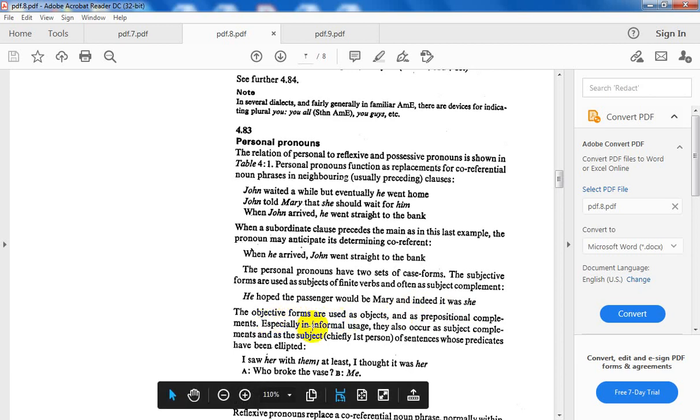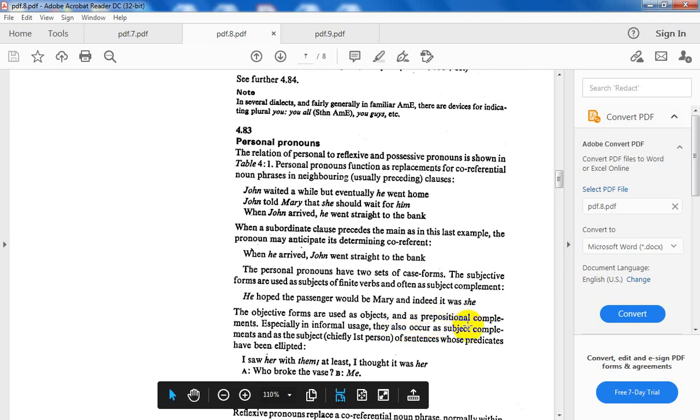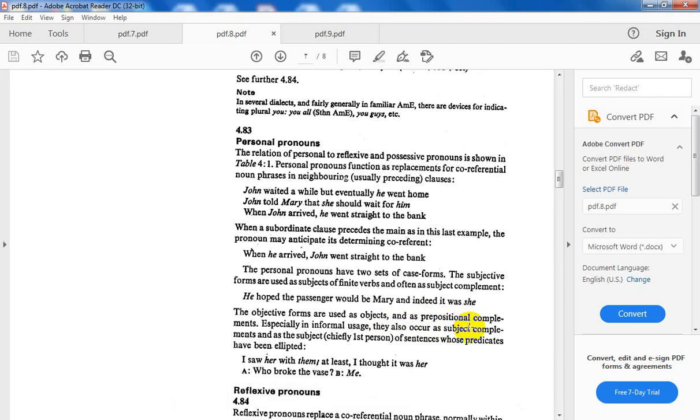What about the function of the objective forms? They are used as objects. I saw him: him functions as direct object, and it is the objective case. And as a prepositional complement: I'm going with him. Here him is a prepositional complement.